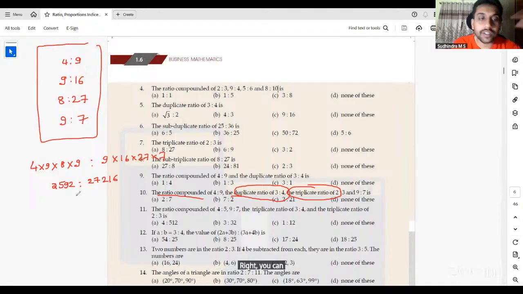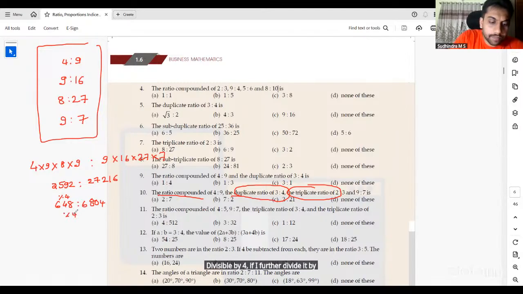You can simplify this by taking any simplification. You can divide it by 4 or by whatever number it gets divided. I'll divide it by 4. I get 648. 27216 divided by 4 is 6804. Still it gets divisible by 4. If I further divide by 4, I get 162. 6804 divided by 4 is 1701.